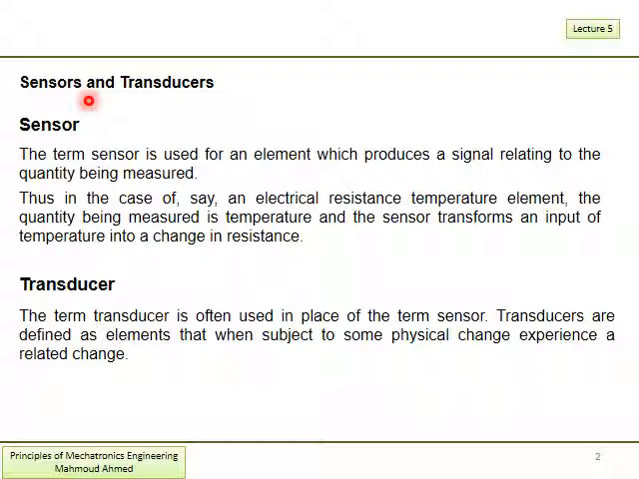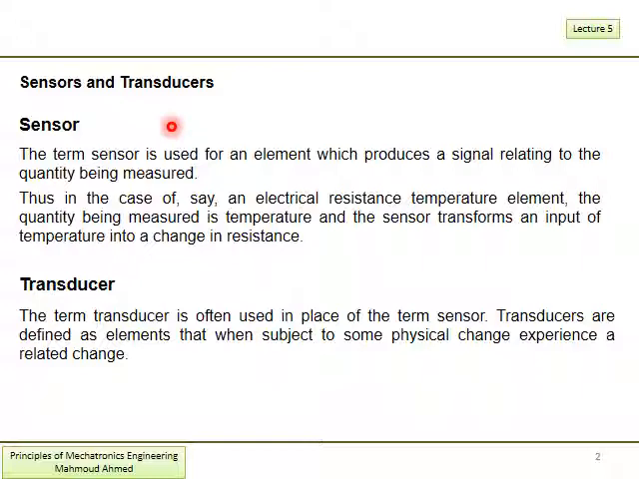In this lecture we will briefly discuss some definitions only, and in the next lecture we are going to present the hardware components regarding sensors.